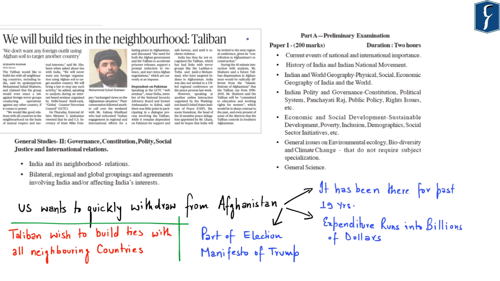Now the next news appears on page number 14 in the international section. It says, we will build ties in the neighborhood, Taliban. We don't want any foreign outfit using Afghan soil to target another country.